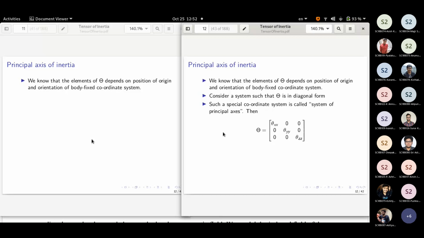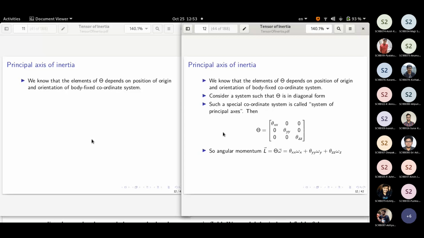Especially if you have a symmetric system like a sphere, then if you construct the tensor of inertia matrix with any coordinate axis, you will notice that it is always diagonal. For a non-symmetric system, you have to specially choose the coordinate axes. If you choose the axes such that they have some form of symmetry, then the tensor of inertia matrix also will have this diagonal form. So the tensor of inertia matrix and the geometry are closely related.